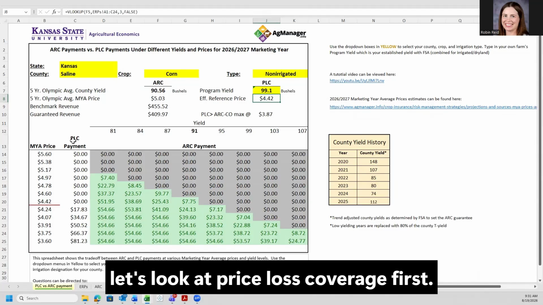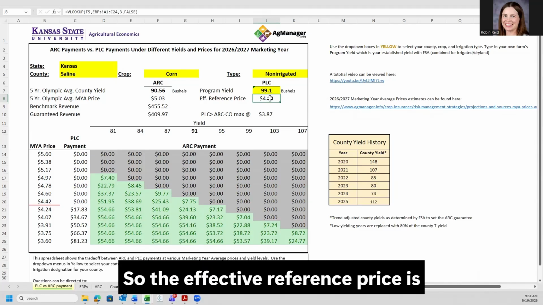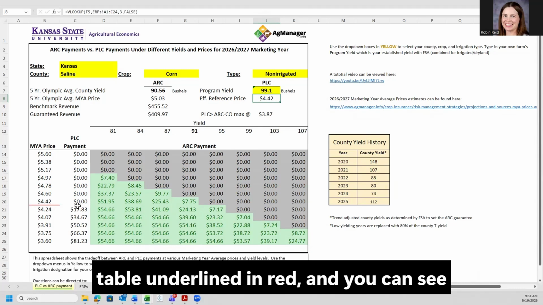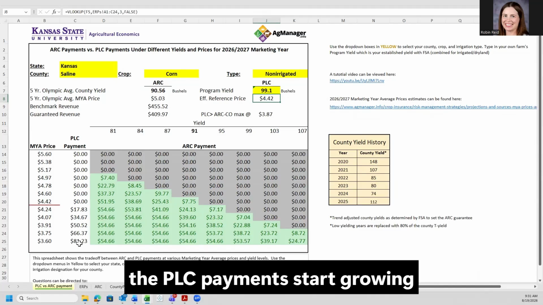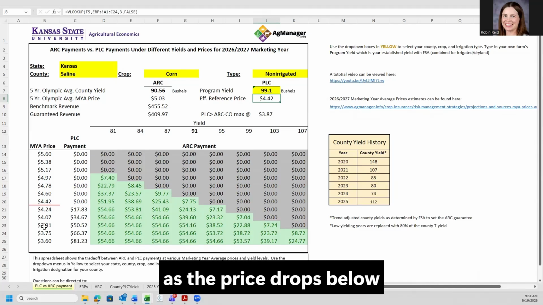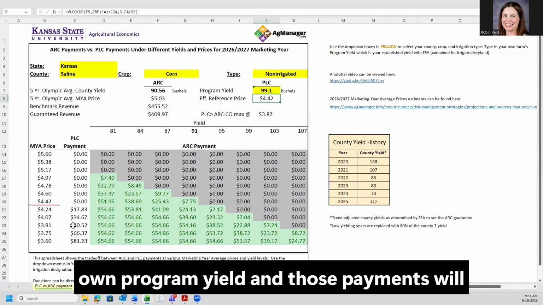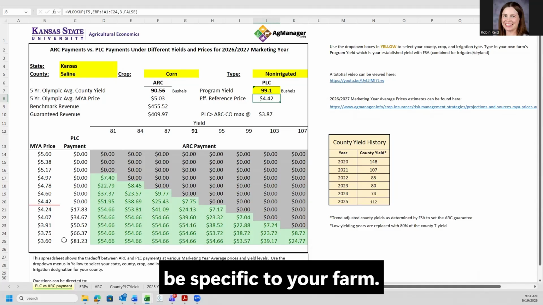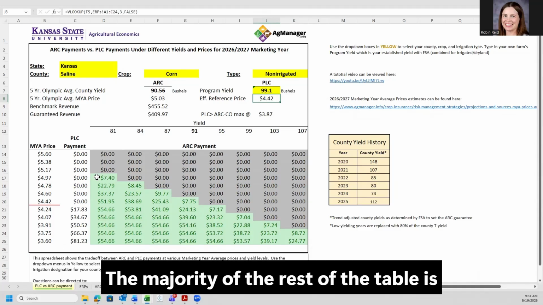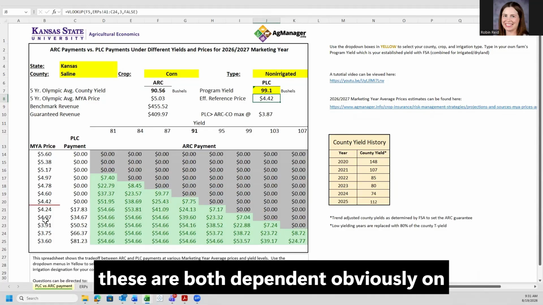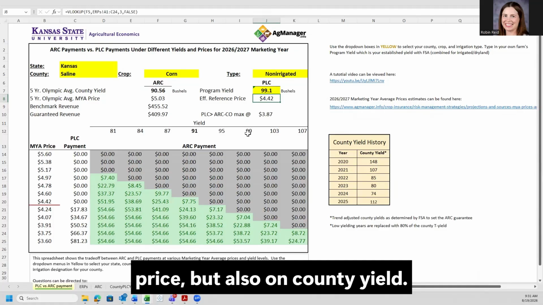So let's look at Price Loss Coverage first. The effective reference price is 442. You can see that in the table underlined in red, and you can see the PLC payments start growing as the price drops below 442. Now again, you want to put in your own program yield, and those payments will be specific to your farm. The majority of the rest of the table is the ARC County payments. And these are both dependent, obviously, on price, but also on county yield.